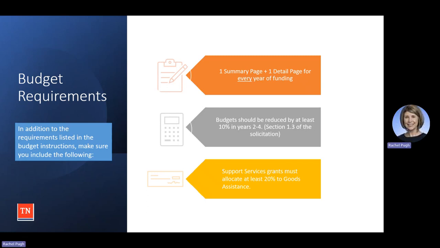Budgets should be reduced by at least 10% in years 2 through 4. And we provided an example of how to do this in section 1.3 of the solicitation. Also, for the support services grants, that type of contract, you must allocate at least 20% of the funds each year to goods assistance.